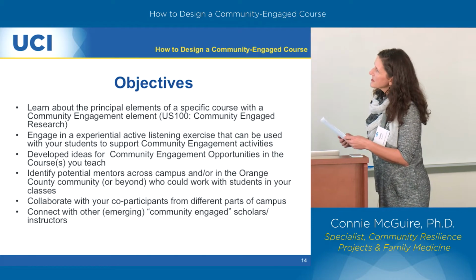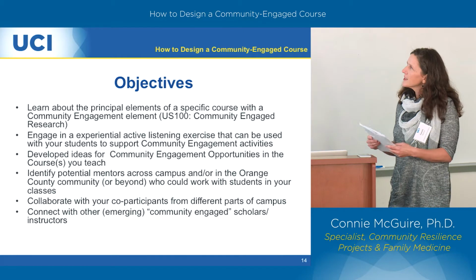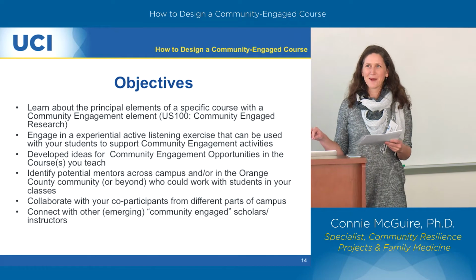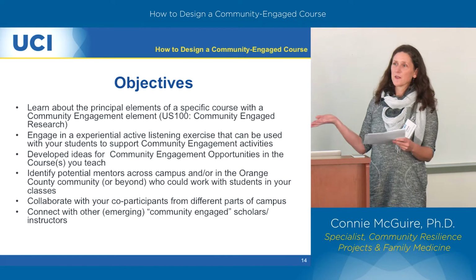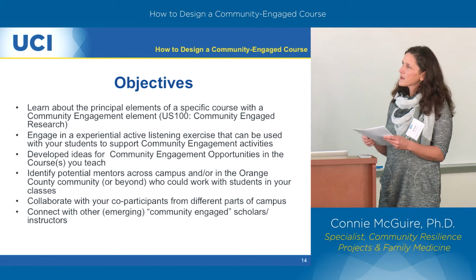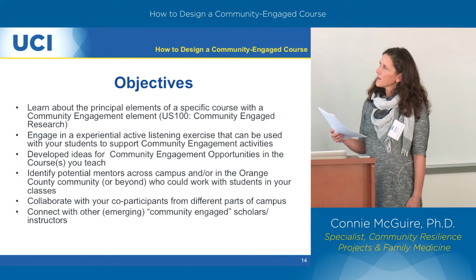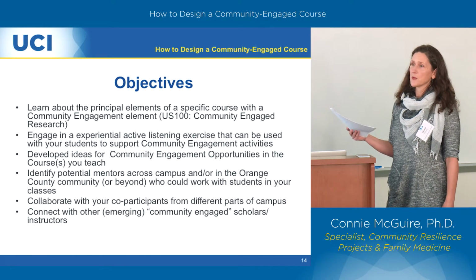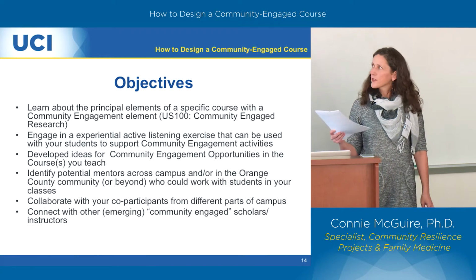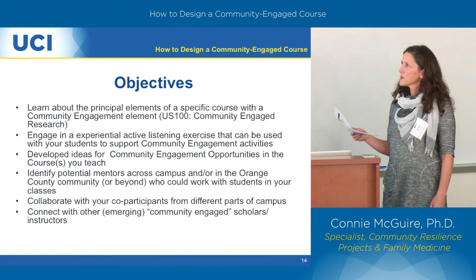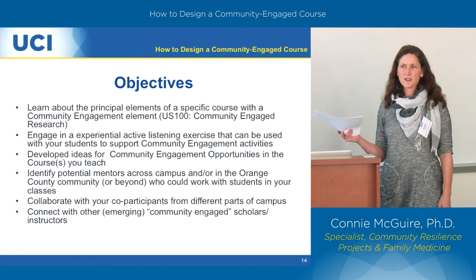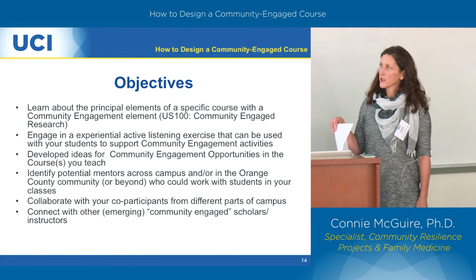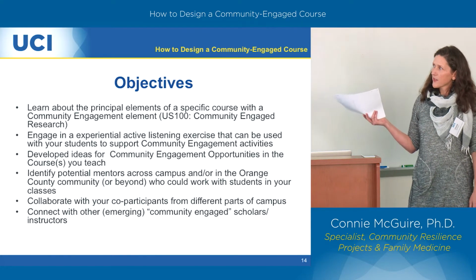So the objectives for this session are to learn about the principal elements of the course that I taught. We're going to get really micro on thinking about the course that's coming out of the UCI engagement minor. And then also engage in an experiential activity. It's a listening exercise that could be used with your students to support your community engagement activities with them. And then we'll have a few worksheets that we'll work through in small groups where you can start to think about creating a syllabus for working with students to develop community engagement opportunities in your specific courses. And then also to think about mentors.